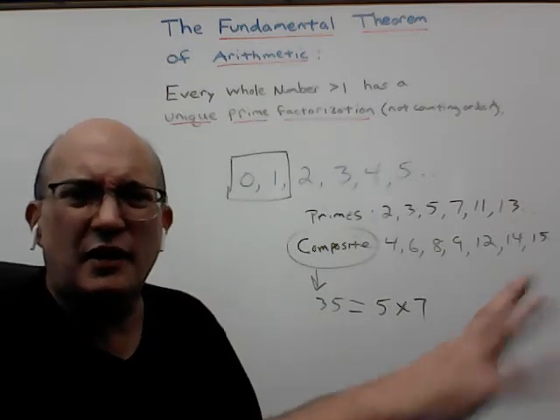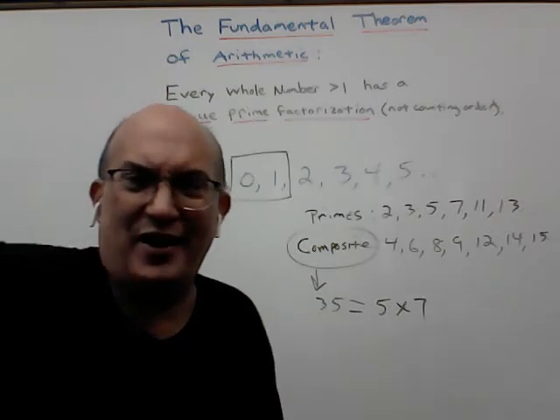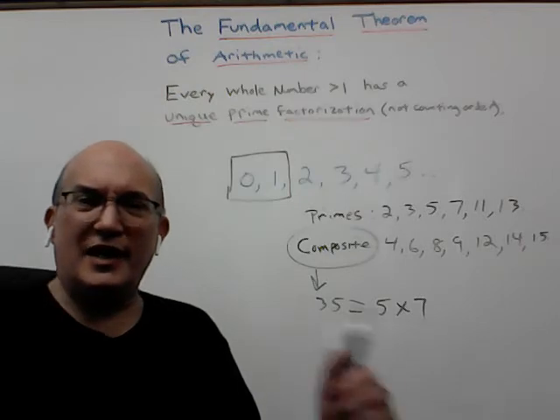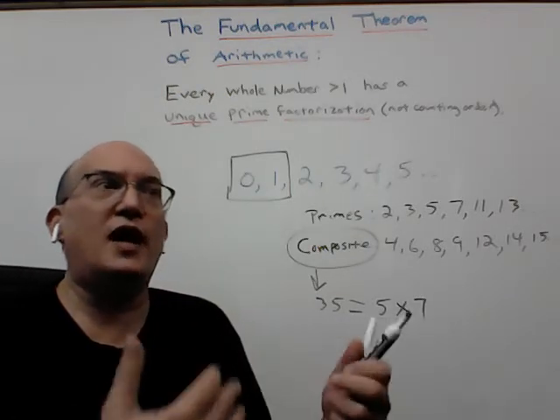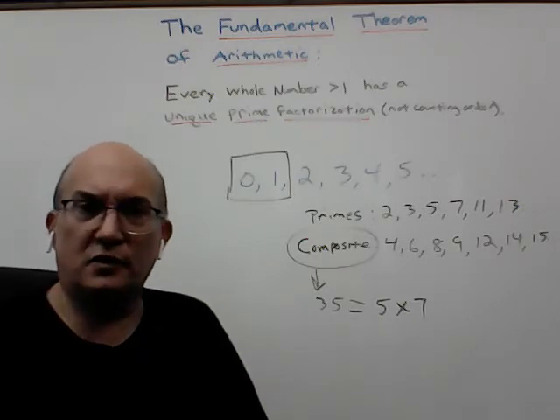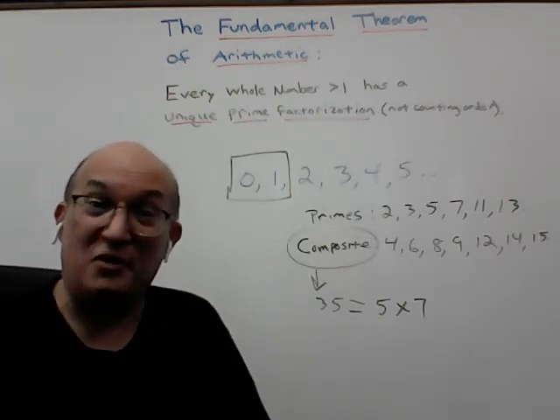So 0 is kind of uninteresting in that regard, right? In terms of factors. Any number times 0 is 0. So 0 has an infinite number of factors. So that's why we're excluding 0.